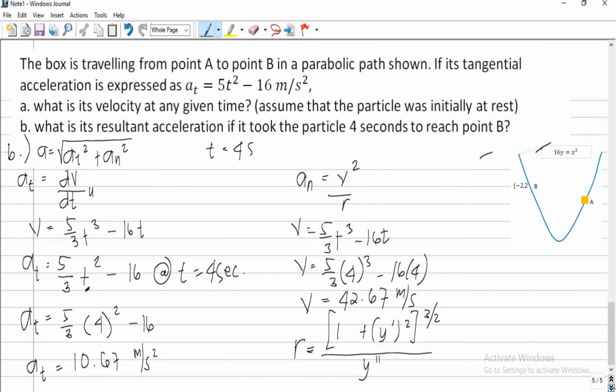Saan ko nakuha ito? Galing po siya sa may calculus. I'm not going to further discuss this because you have already discussed this during your calculus. If not, you may type there. Tanungin nyo na lang si Mr. Google paano nakuha si R. Ulitin natin. The radius of curvature for any curve is equal to 1 plus y prime squared, this is raised to 3 halves over y double prime. So, ano yung y prime? Ano yung y double prime? You have learned that y prime is the first derivative, y double prime is the second derivative.